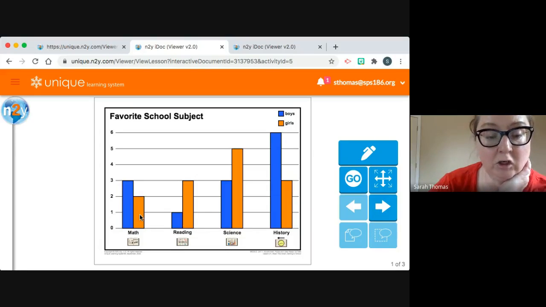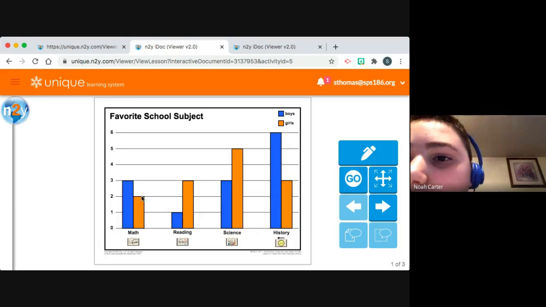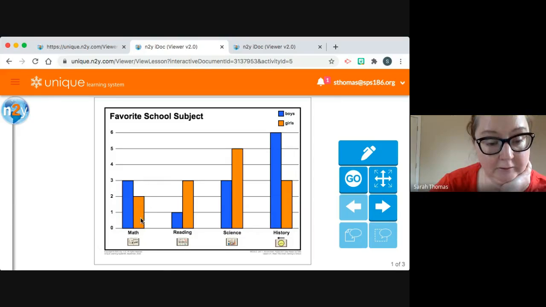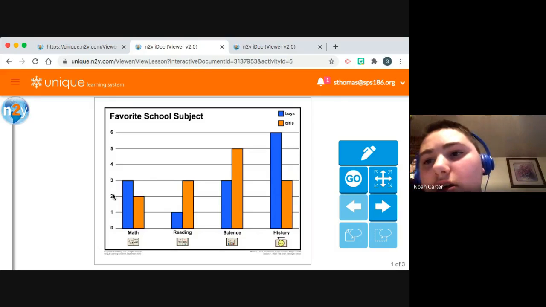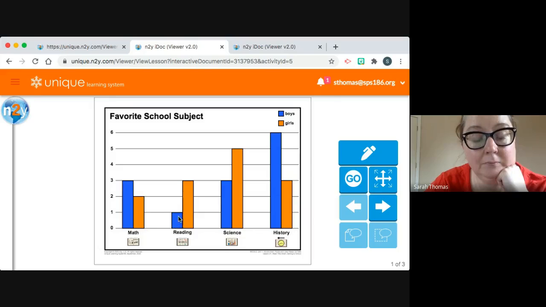Okay? How many girls picked math as their favorite subject? Let's see, there's the girls, they're orange. We go up to the line that it's touching, and go over here. And what's that number? 2. Good. All right, let's do reading.